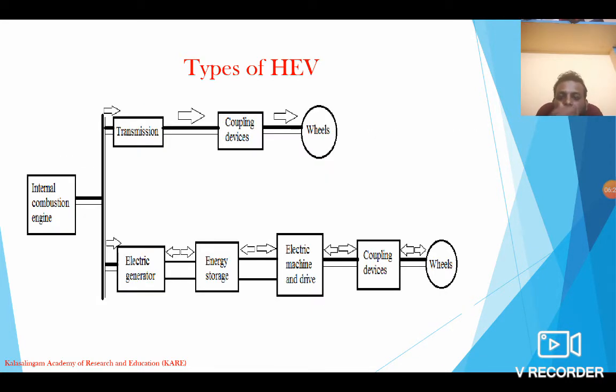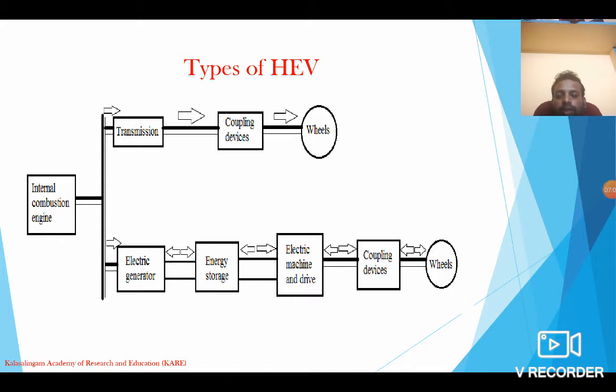This is a combination of both mechanical as well as electrical power transmission path. Here you have an internal combustion engine which helps to drive the vehicle, right? So by using the internal combustion engine we can drive the vehicle. At the same time it helps to recharge the battery, right? In the first case, the power will be transferred from the internal combustion engine through the transmission and the coupling devices to the driven wheel. In the second case, the internal combustion engine is used to recharge the battery.